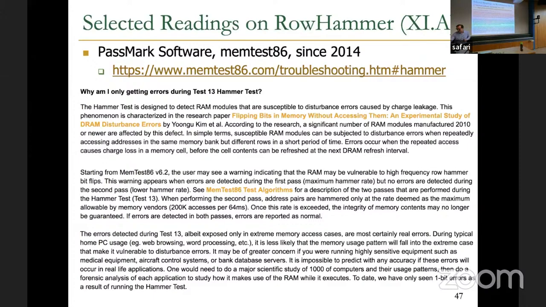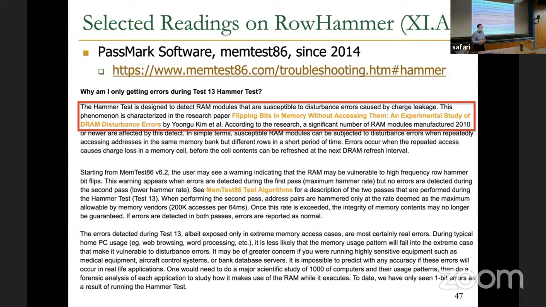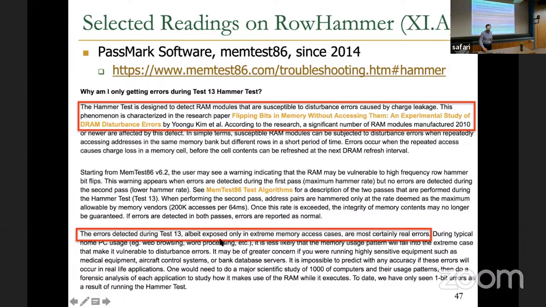But basically, when we wrote the paper, we said that it's a security problem, but it's also a reliability problem, right? And the folks who were first picking this up were folks who were designing memory testing programs. And I will give you a little bit of history. These folks said that they added this test because this paper showed that it's a big problem. And then later, they were contacted by many, many people saying that they were seeing these errors in this test. That's test 13. That's the RowHammer test, essentially. And they said the errors detected during test 13, albeit exposed only in extreme memory access cases, are most certainly real errors. So they had to say that these are actually real errors.